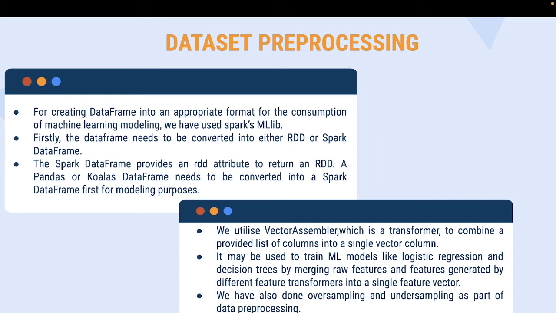Coming to data preprocessing, we have used the SparkML library for creating a data frame that can be properly utilized by the machine learning models. Firstly, we convert the data frame either into an RDD or a Spark data frame. The Spark data frame provides an RDD attribute to return an RDD. We initially have a pandas data frame that is generated from the given CSV file, and it is then converted into a Spark data frame first for modeling purposes.